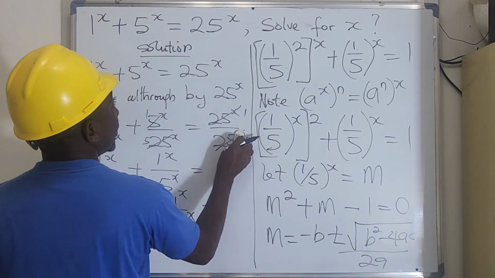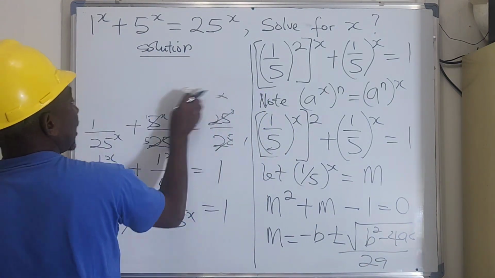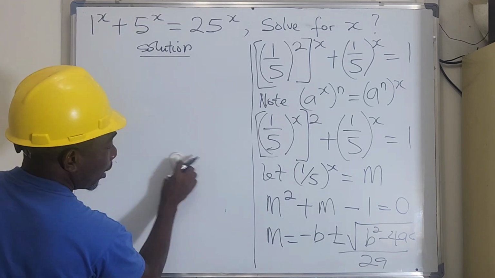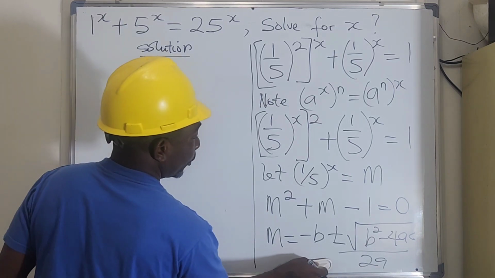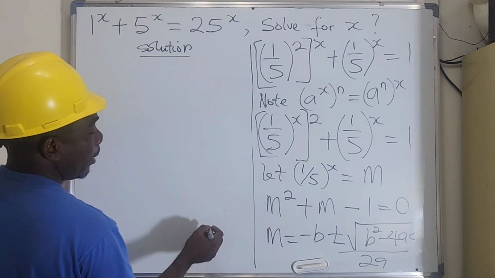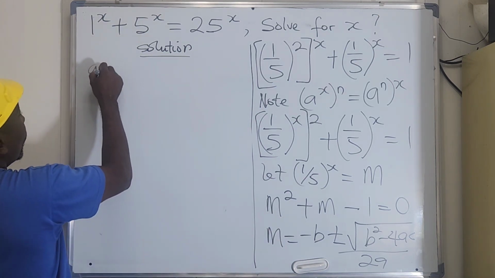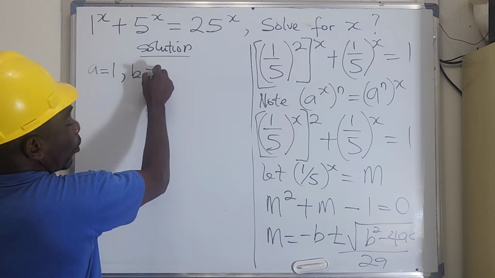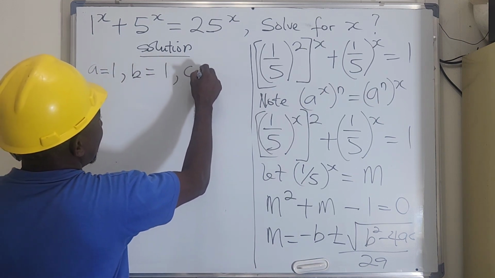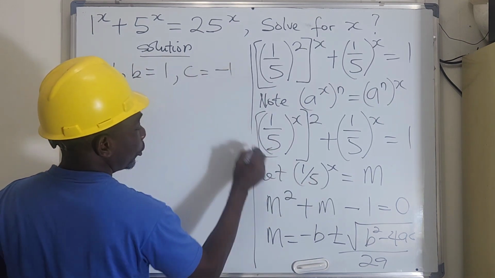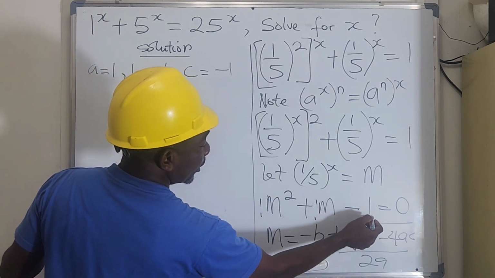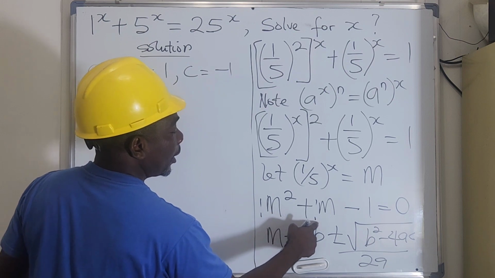So in this case, we move over to this other side. Then we find the coefficient of each of those values that we have. So in this case, we have m squared here, a equals 1 here, b equals 1, and c equals minus 1. So let's say we have 1 here, we have 1 here, and this is minus 1. This is a, b, and c.